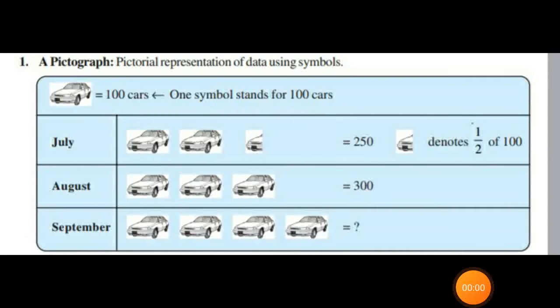Do you remember the different types of graphs we have learnt in earlier classes? Number 1, a pictorial representation of data using symbols. Now you are able to see this picture. In this picture, cars are shown. Here, one car equals 100 cars, that is, one symbol stands for 100 cars.